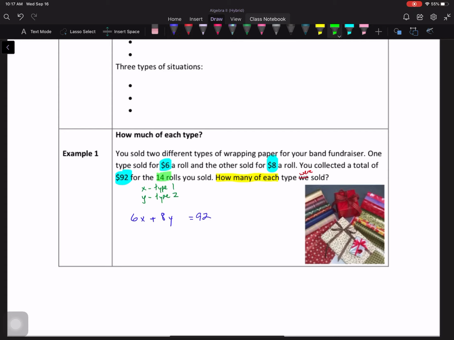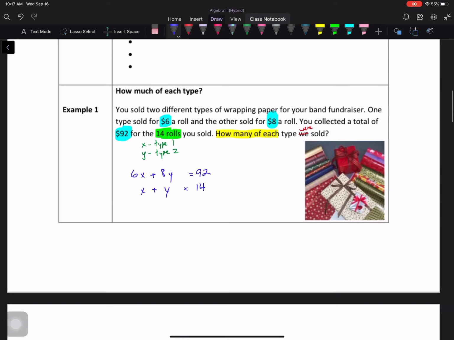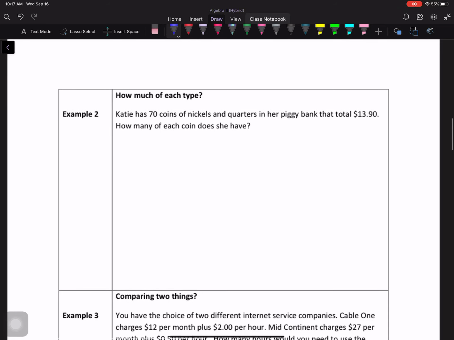The only other piece of information we have is that we sold 14 total rolls. So if we take the number of type 1 rolls plus the number of type 2 rolls, we get 14 total. Now again, the whole idea of this lesson is just to work on the setup. If you want to go ahead and solve, I know you guys get bored. You love doing math when you're bored. Go ahead and finish solving this in any way that you can remember. Otherwise, we are moving on.